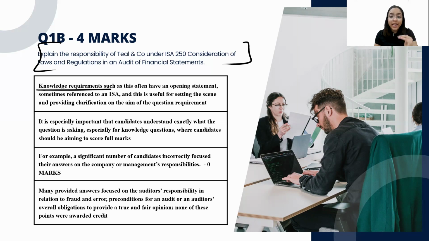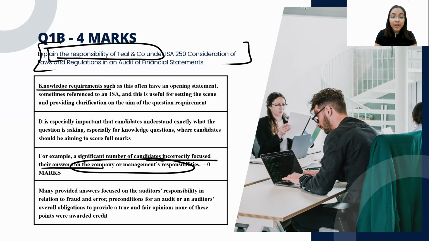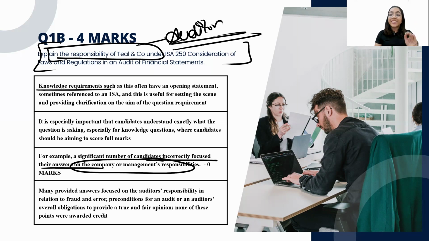Now, where the students lost marks, a significant number of candidates incorrectly focused their answer on management responsibility. The question was regarding the responsibility of auditor. So if you are writing responsibilities for the management, you will not get any marks. That is very simple. Many provided answers focused on auditor's responsibility in relation to fraud, preconditions of the audit.